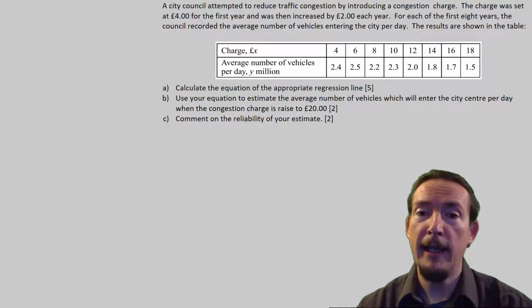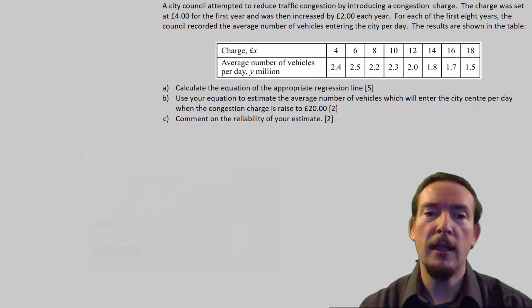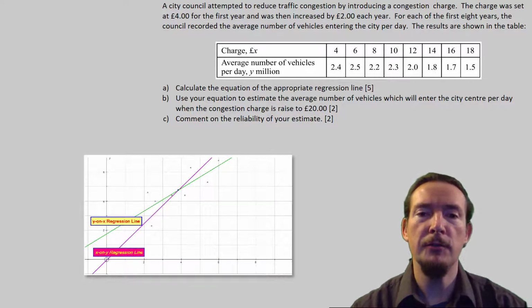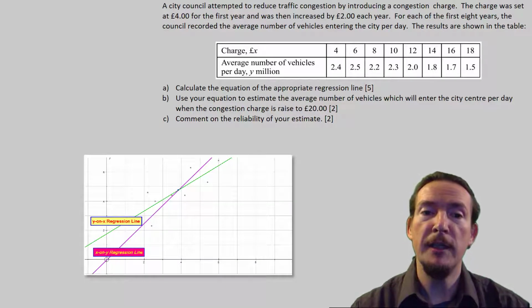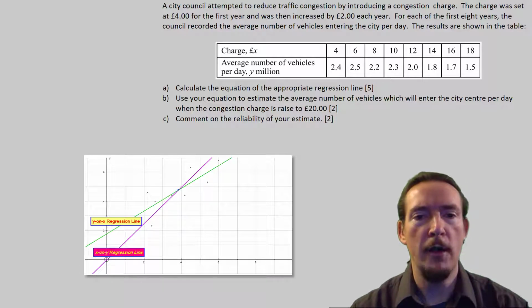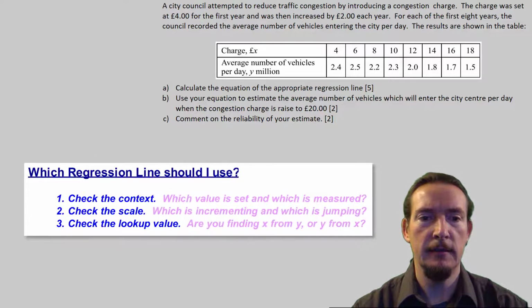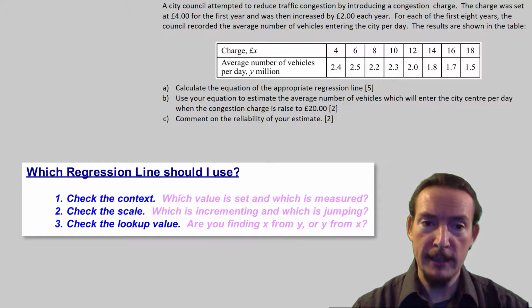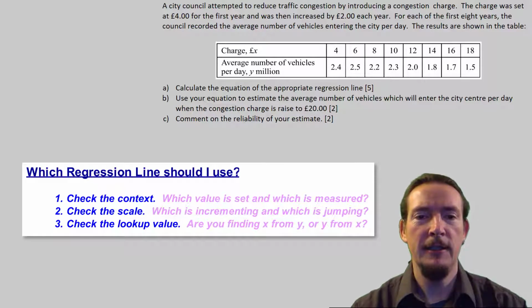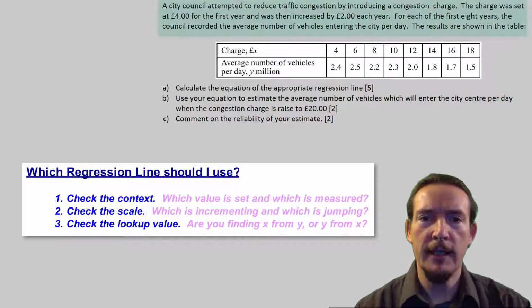Now, before we calculate anything, we first need to decide on the appropriate regression line to use, which means choosing between either y on x or x on y. To do this, we have three checks we need to make. 1. Check the context. 2. Check the scale. And 3. Check the lookup value.